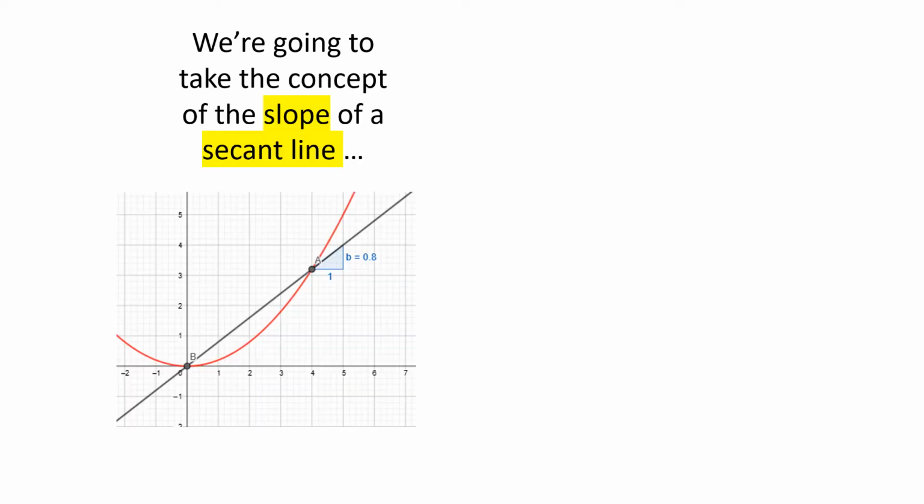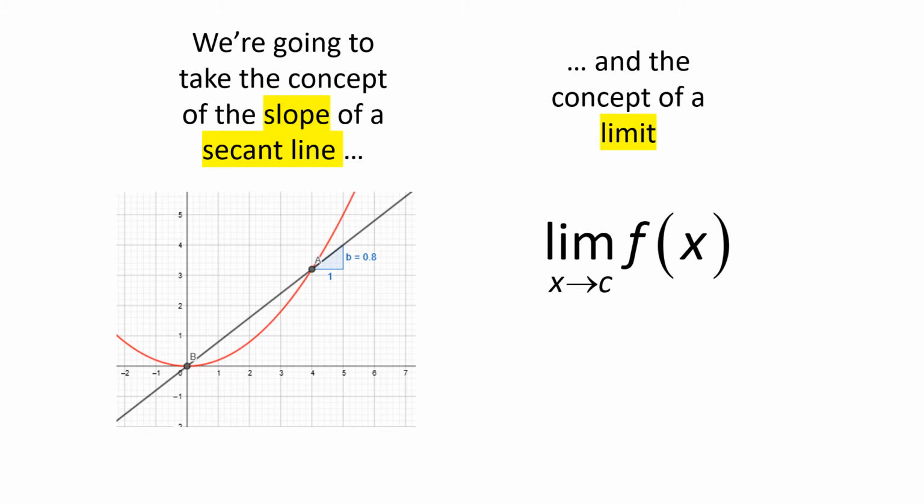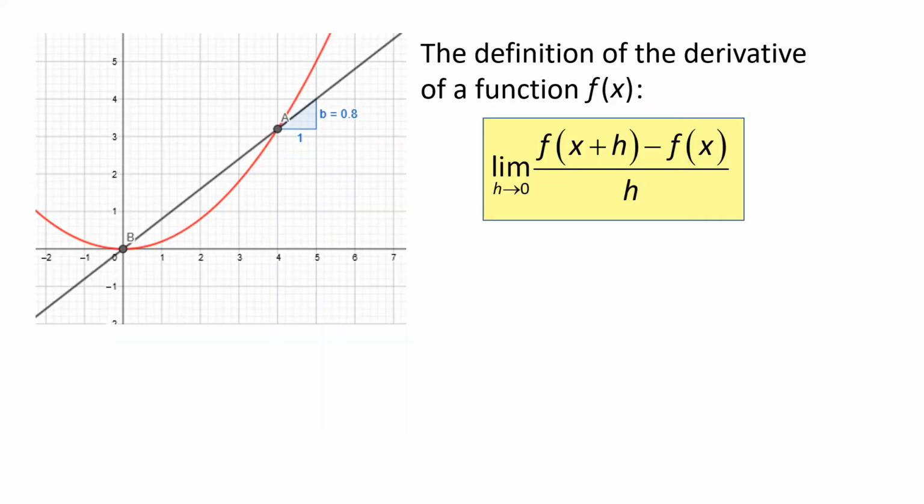All right, so we're going to take the concept of a secant line, and we're going to take the concept of a limit of a function, which I didn't do a video on, because that video is not as much fun, I think, as defining the derivative, but it is a video that I plan on doing, on the concept of taking limits of functions. All right, and we're going to define the derivative of a function f of x as the limit of the difference quotient as h goes to 0. All right, which is what I showed you just a little bit ago.